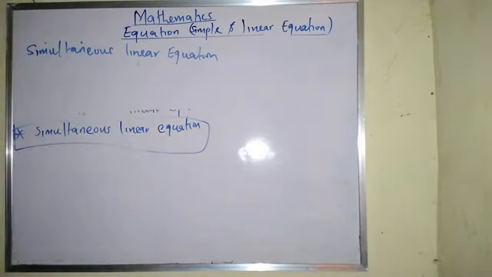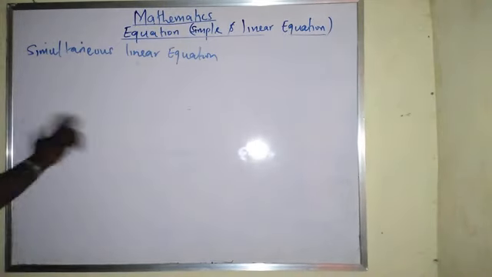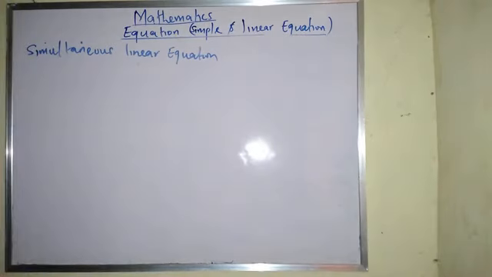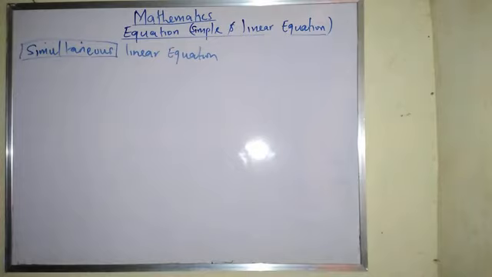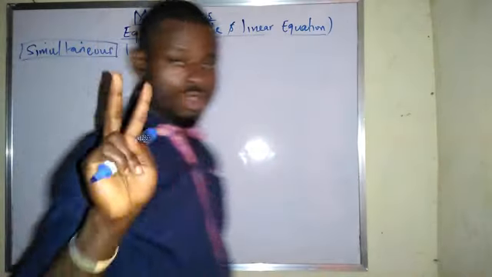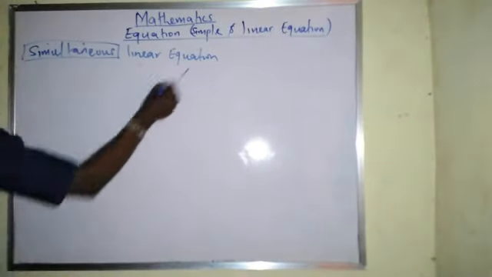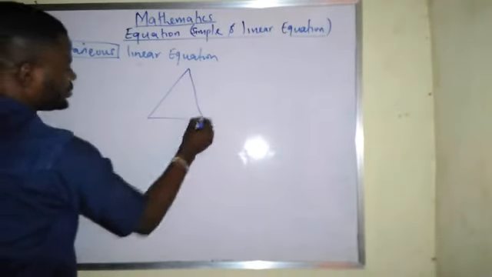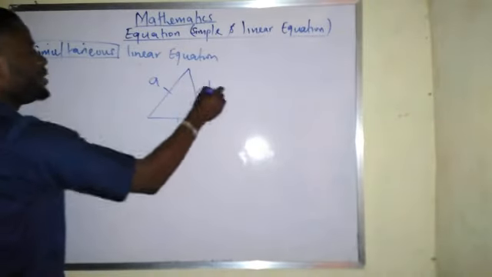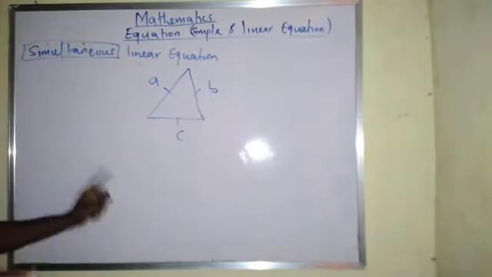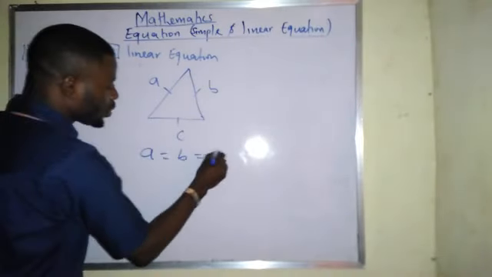Now, I've explained the meaning of linear equation. It means it involves two variables. When we use the word simultaneous, it means we're having two equality signs. It's very common when we talk about an equilateral triangle. Look at this equilateral triangle, A, B, C. It satisfies the condition of an equilateral triangle by A equals B equals C.